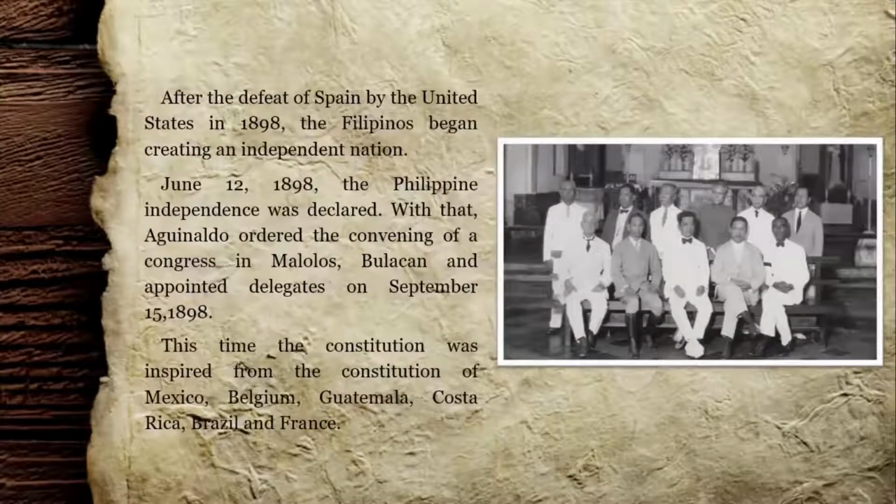After the defeat of Spain by the United States in 1898, the Filipinos began creating an independent nation. On June 12, 1898, Philippine independence was declared. With that, Aguinaldo ordered the convening of the Congress in Malolos, Bulacan, and appointed delegates on September 15, 1898. This time, the Constitution was inspired by the constitutions of Mexico, Belgium, Guatemala, Costa Rica, Brazil, and France.